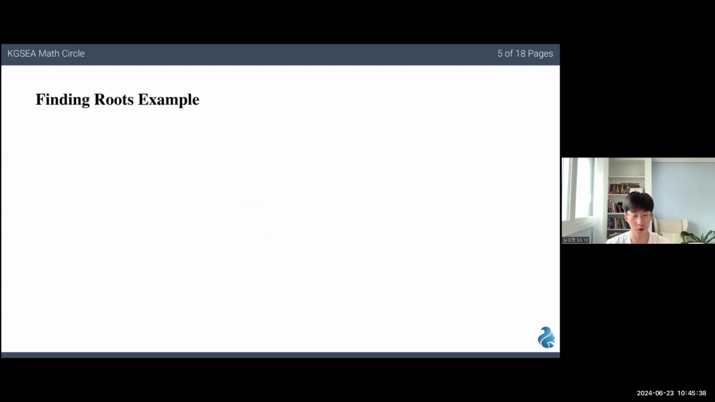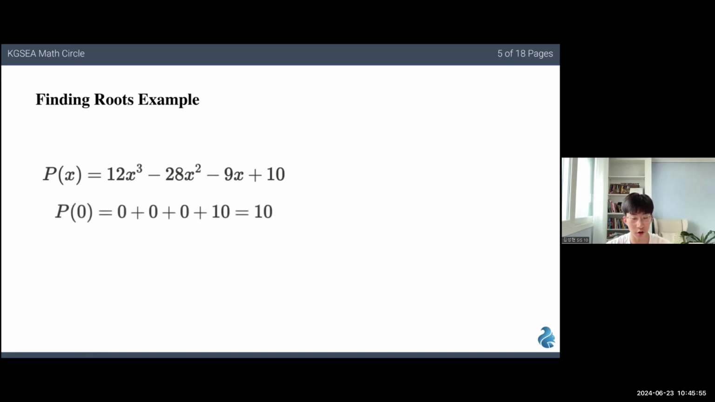And let's just go through an example of finding roots of a polynomial. So here we have this polynomial P of x is equal to 12x cubed minus 28x squared minus 9x plus 10. And so let's just try the really simple numbers first. So if you try plugging in 0, well, you're just going to get 10 because all the terms that contain x are going to cancel out to 0. So P of 0 is 10.